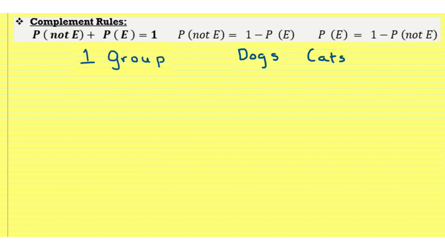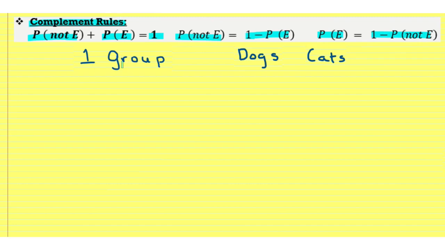So going forward, hopefully you'll begin to understand practically what this means. We've talked about the notation for the complement rules, but now we're going to talk about specific complement rules. The P of not E plus the P of E equals 1. P of not E is equal to 1 minus P of E. And P of E is equal to 1 minus P of not E. So what does that mean? Well, we're going to talk about it in terms of dogs and cats.